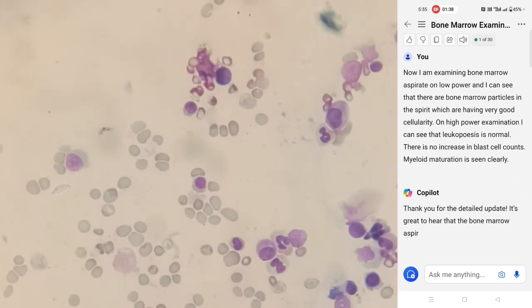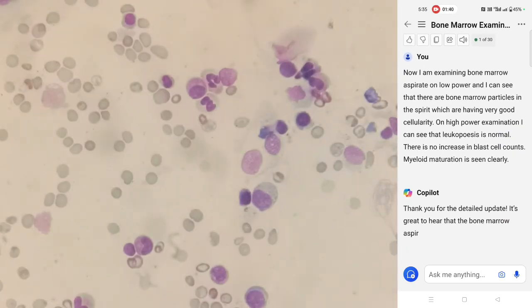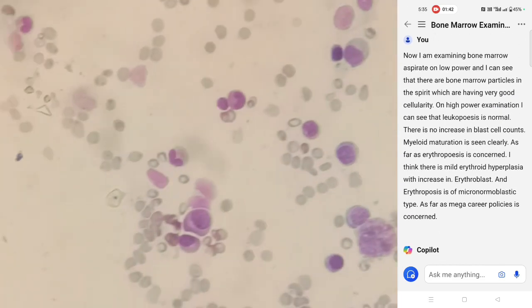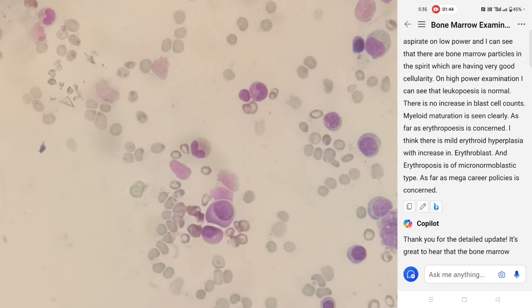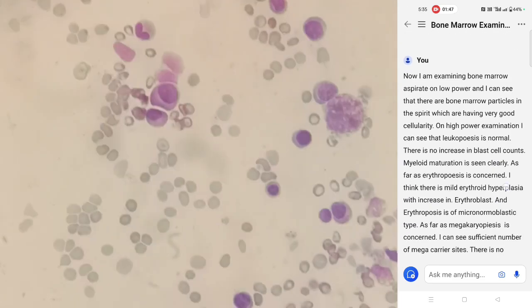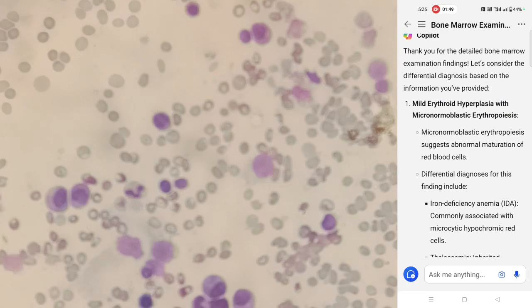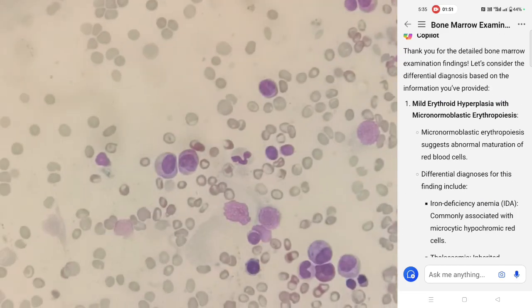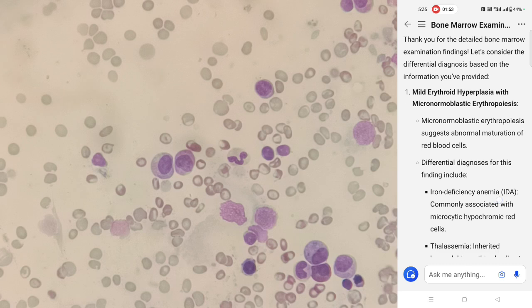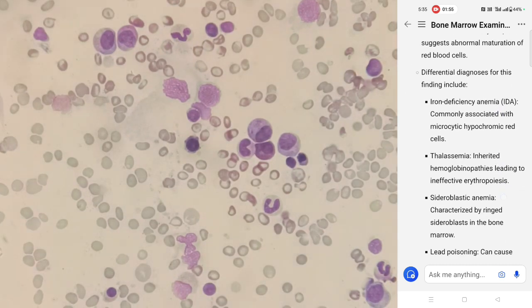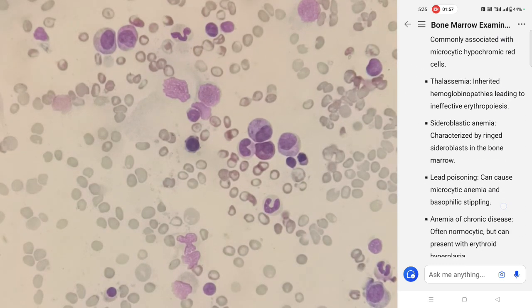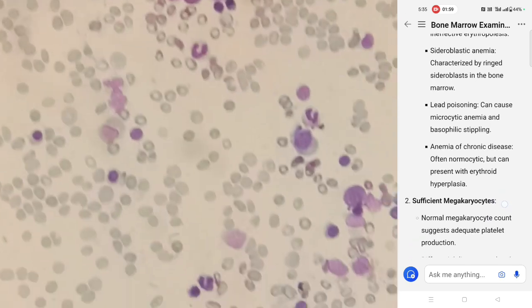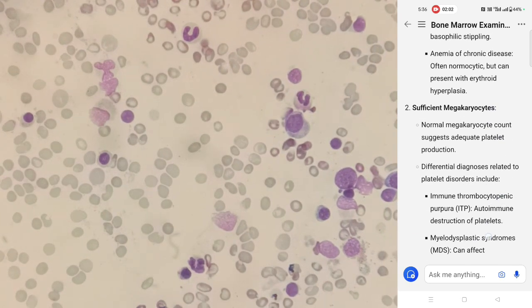Now I told it what I am seeing under the microscope, and when I described my bone marrow findings in detail, it told me about the differential diagnosis. I saw mild erythroid hyperplasia with micronormoblastic erythropoiesis. So it gave me the differential diagnosis of iron deficiency anemia, thalassemia, sideroblastic anemia, lead poisoning, and anemia of chronic disease.